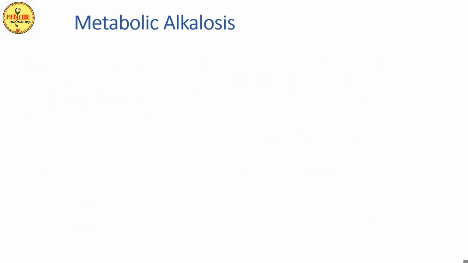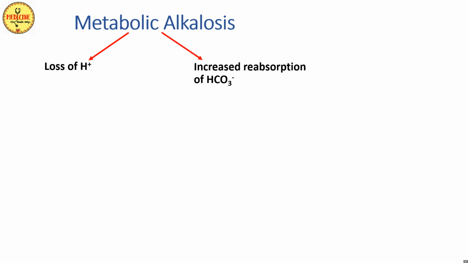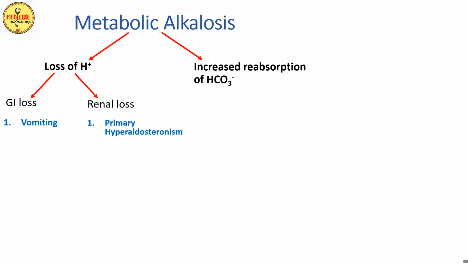Moving on to metabolic alkalosis. It can happen either because of loss of hydrogen ions or because of an increased reabsorption of bicarbonate ions. Now, loss of hydrogen ions can occur via the gastrointestinal tract or via the kidneys. GI loss of hydrogen ions occurs mainly in vomiting, and the renal loss occurs when you have primary hyperaldosteronism.